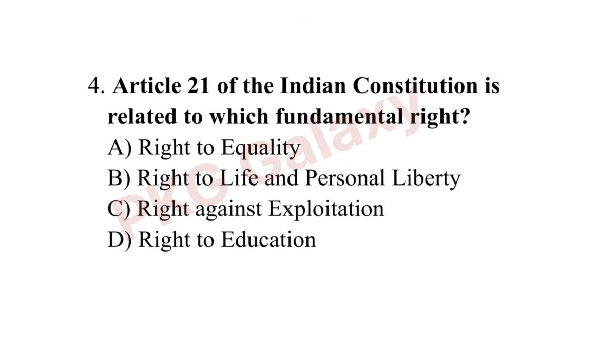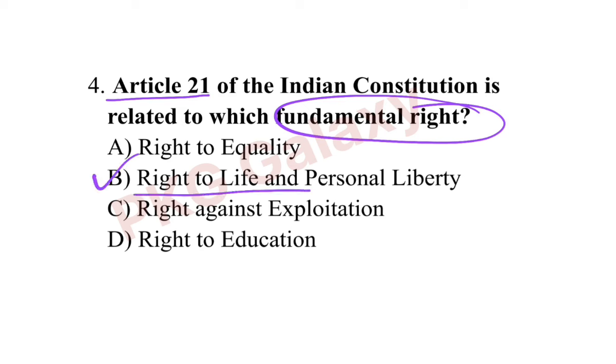Next question. Article 21 of the Indian Constitution is related to which fundamental right? The correct answer is option B, right to life and personal liberty. So the Article 21 protects the right to life and personal liberty, ensuring no person shall be deprived of their life or liberty except procedure established by law.